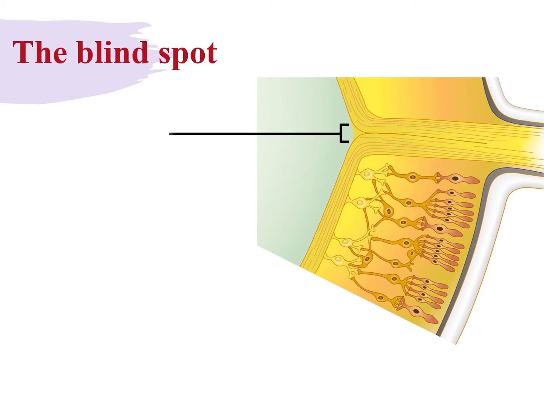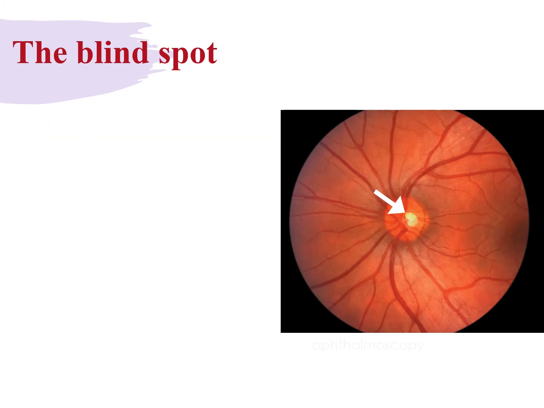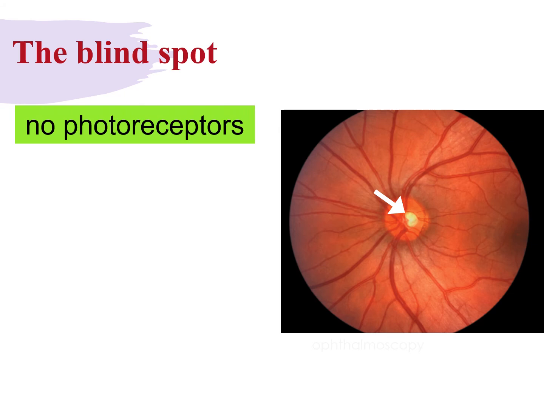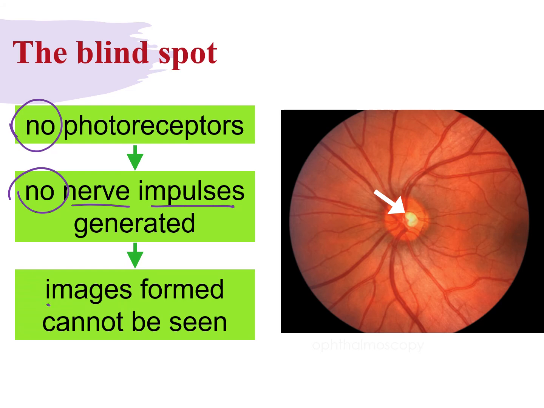Here you go. This is the blind spot. This is where the optic nerve leaves the eyeball. On top of the blind spot, because there are many blood vessels and many nerve fibers, there is no photoreceptors. Therefore, there is no nerve impulse generation, even though the light shines on it. And therefore, the image formed on the blind spot cannot be seen, cannot be interpreted by our brain.